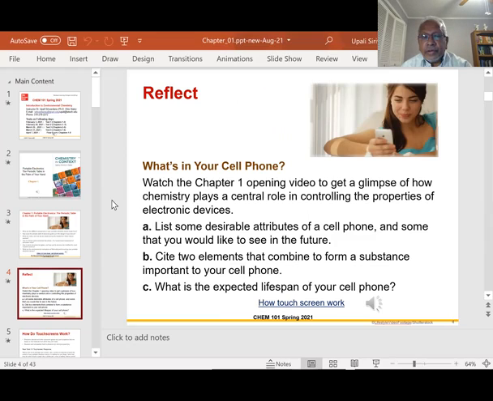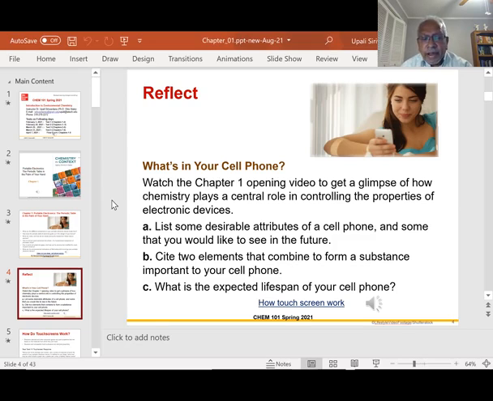Like I said before, we're going to look into the properties of electronic devices, their role in chemistry, how it plays an important role. List some of the desirable attributes of a cell phone, and some that you would like to see in the future. Cite two elements that combine to form a substance important to your cell phone. We want to look into that.